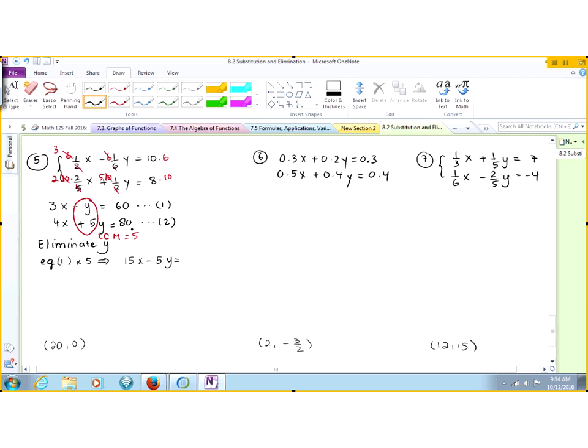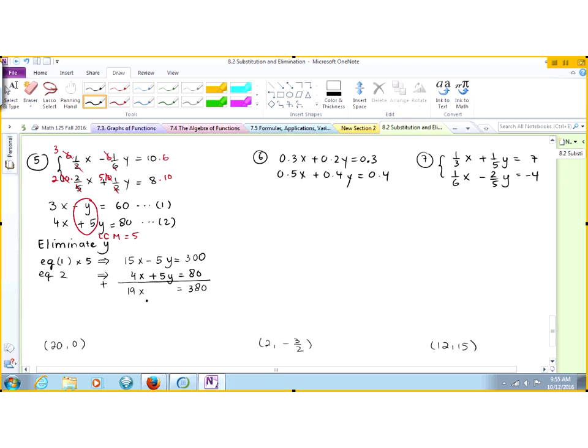15x minus 5y is equal to 60 times 5, which is 300. Yay, nay? Okay. How about equation 2? Oh, I already have 5y. I'm just going to copy it. So I'm not doing anything to my equation 2. So 4x plus 5y is 80. So in this case, I just need to do it to equation 1. Because you already have 5y. Why would you need to do anything?